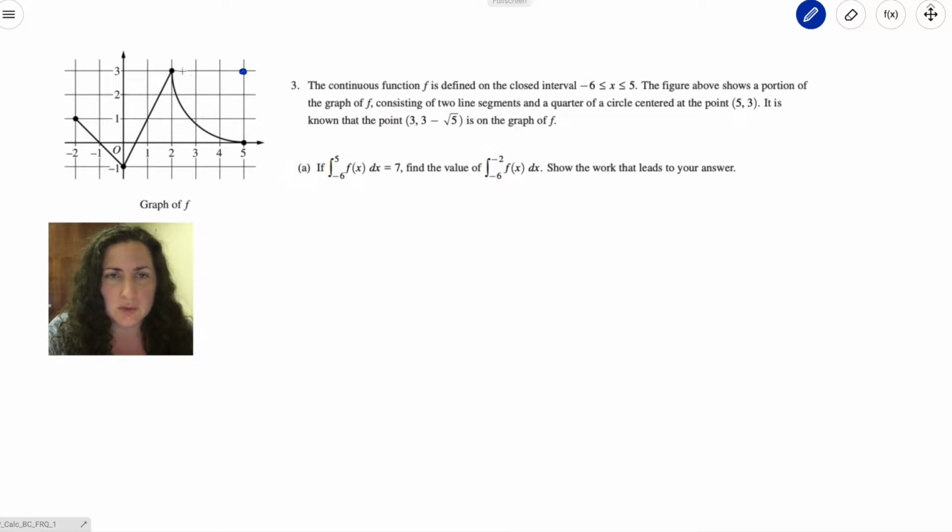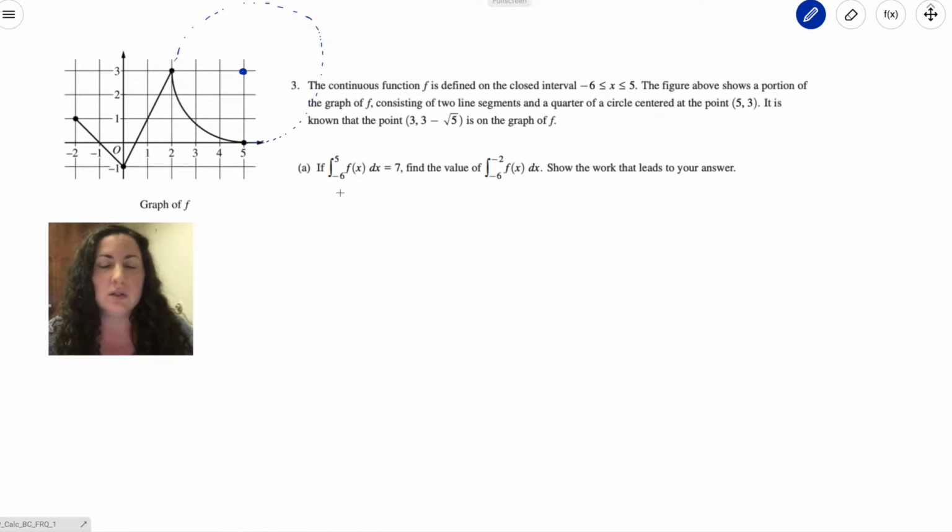And so, just so we can kind of picture it, if we were to draw in the rest of the circle, it looks something like this. So it's a quarter of that circle. And we're also told that the point (3, 3 - √5) is on the graph of f. So they're telling us about the specific numerical value of that point there. So let's jump into part A here.